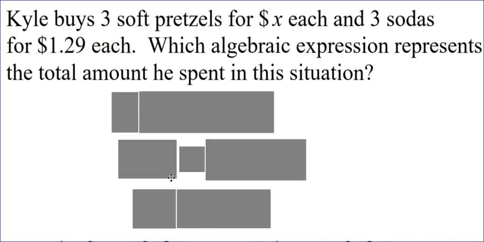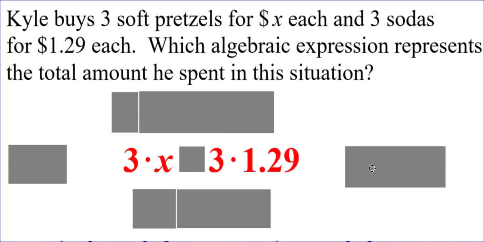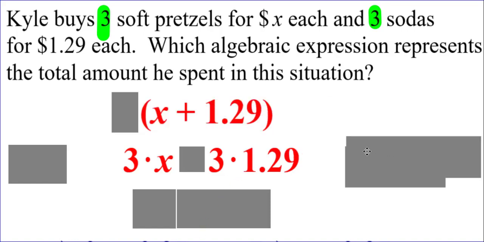The 3 soft pretzels are X dollars each, so we can take 3 times X. The 3 sodas are $1.29 each, so we can take 3 times $1.29. However, there is an alternate way of doing this. Since we're buying 3 of both the pretzels and the sodas, we can actually add the prices together first and then multiply that by 3. Do you see what I see? This is the idea of the distributive property, having a multiplier outside of the parentheses and addition on the inside.